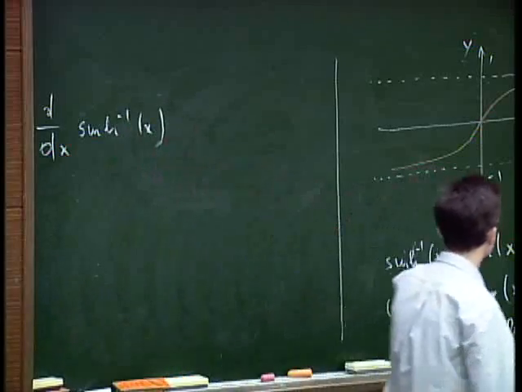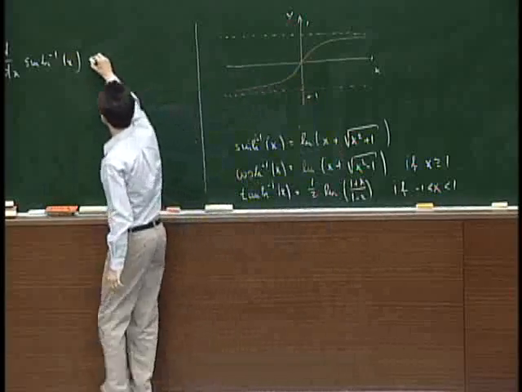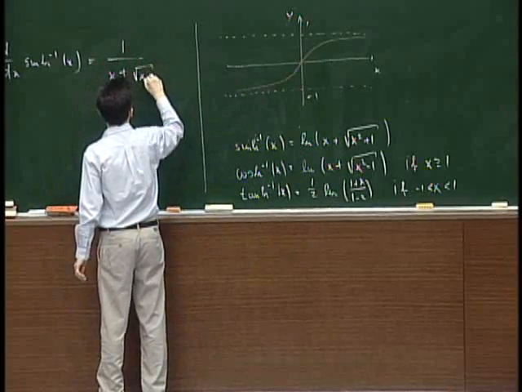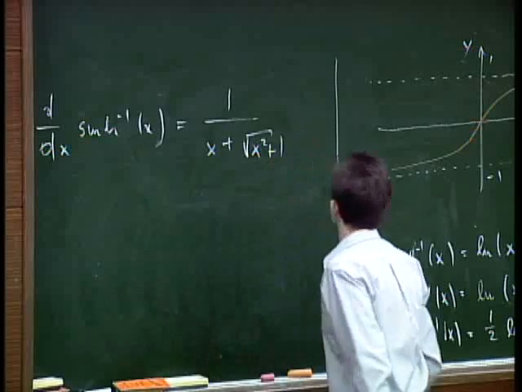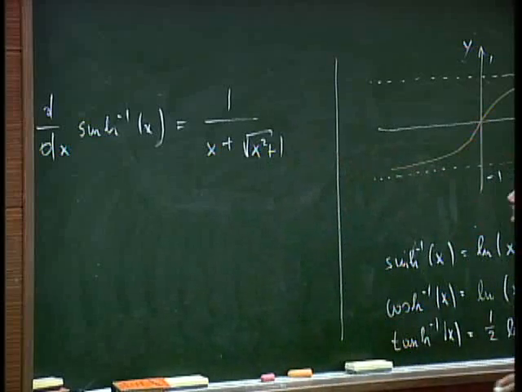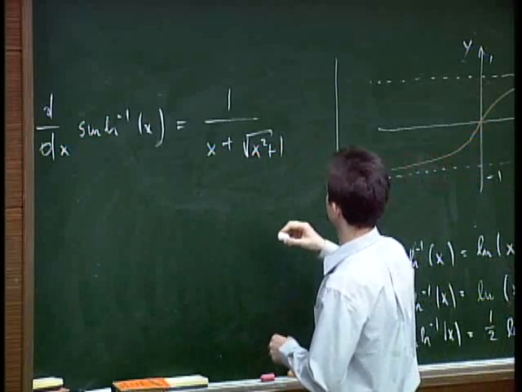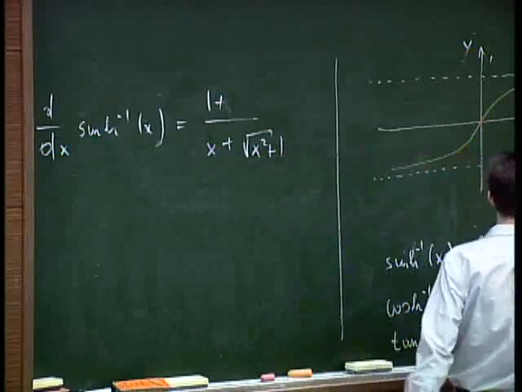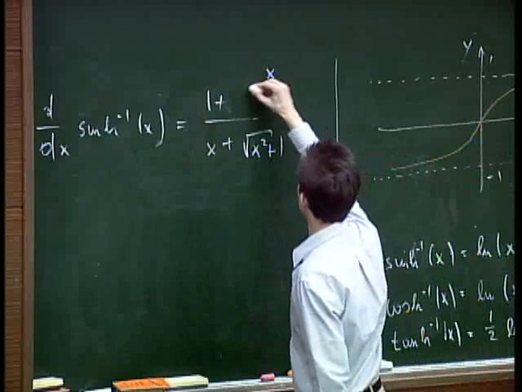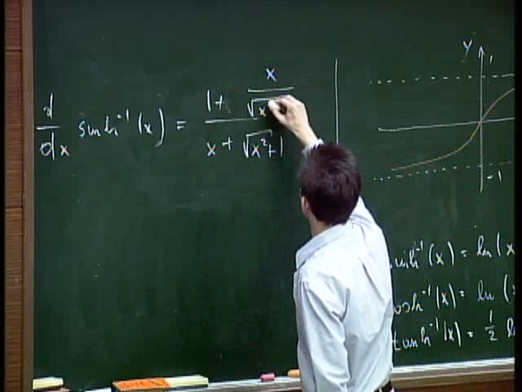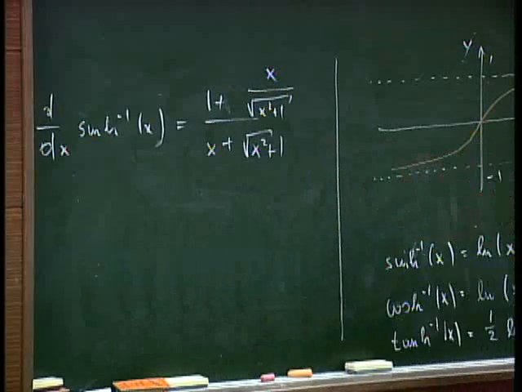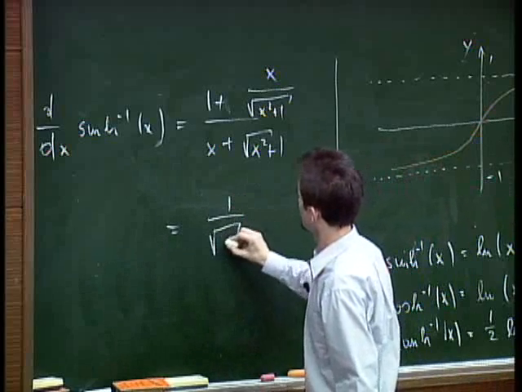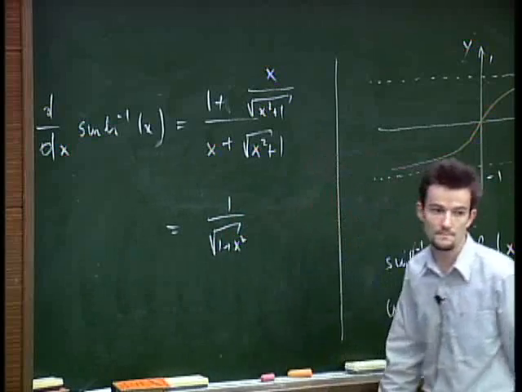Okay, so you can use this expression here. So you see by the chain rule, this is 1 over x plus square root of x squared plus 1 for the outer derivative. And for the inner derivative, write it here, 1 plus, and here you have to use the chain rule again. So it's x over the square root of x squared plus 1. Okay, so you see that what you get is 1 over square root of 1 plus x squared.